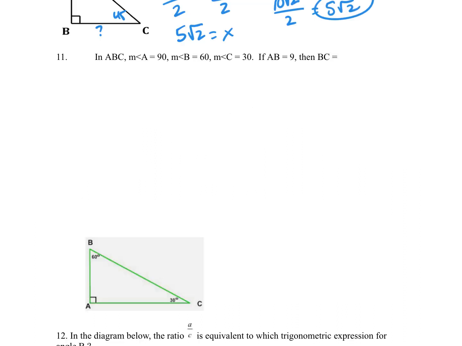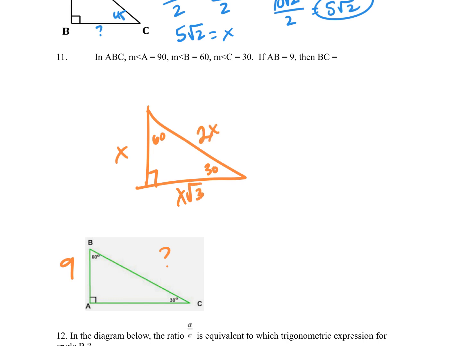Okay, so the way these ended up importing in, they kind of got wonky. So number 11 is this picture down here, and it tells me AB is this side over here, which is 9, and I want to find this side. So remember, in a 30, 60, 90, the side across from 30 is x, the side across from 60 is x radical 3, the side across from 90 is 2x. So if this side is 9, then this side would be 2 times 9, which would be 18.